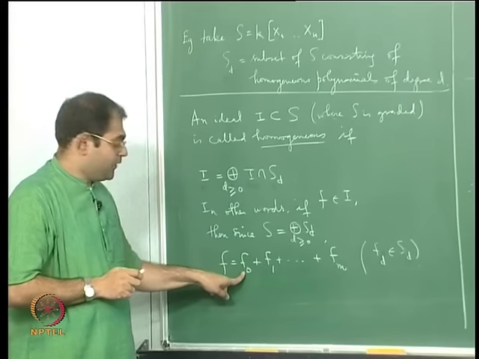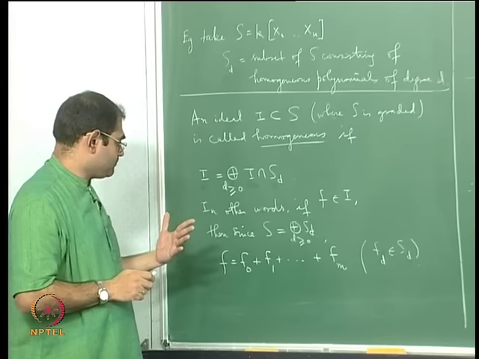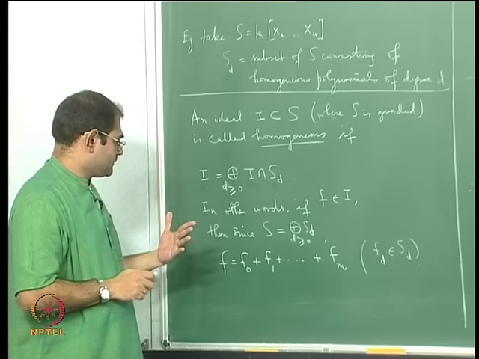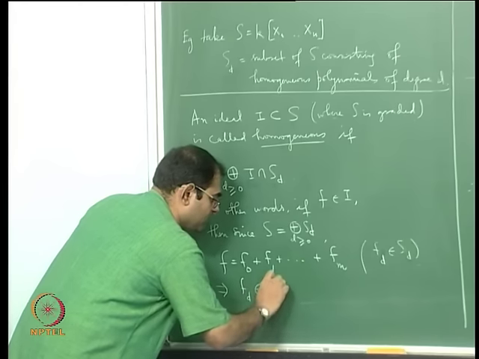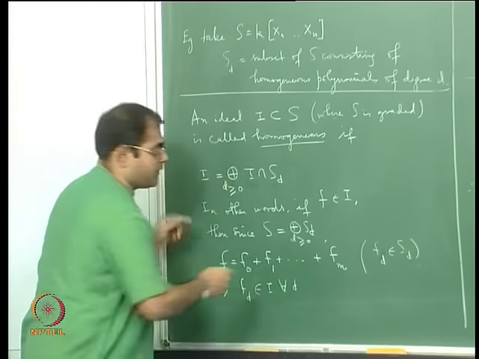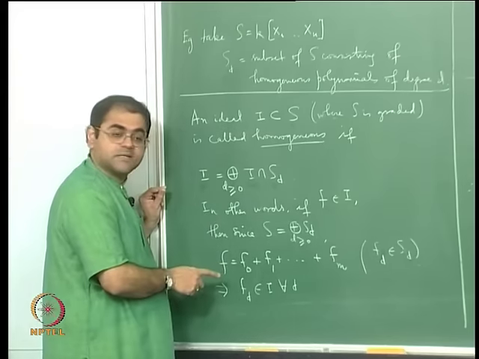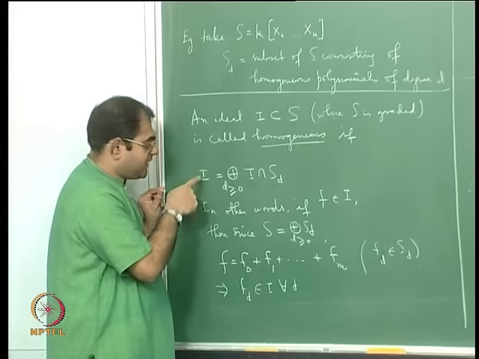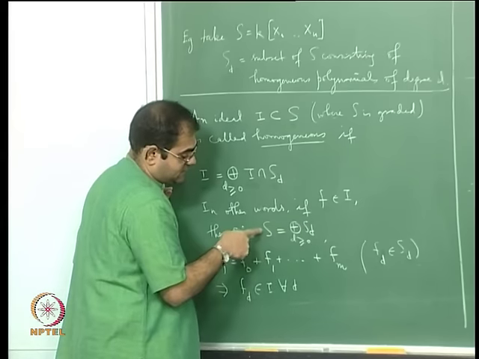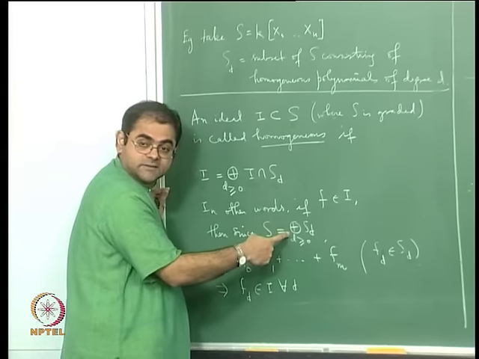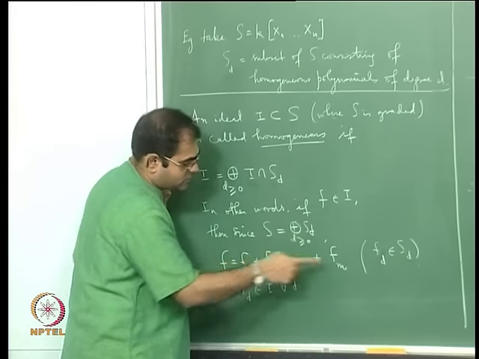Okay, so you see, this implies that f_d belongs to I for every index d. Okay. See, why is that true? That's because you see, take an f here. f is in I, and I is in this graded ring, and this graded ring has this graded decomposition. f has a decomposition, where each of these pieces is homogeneous of the corresponding degree.